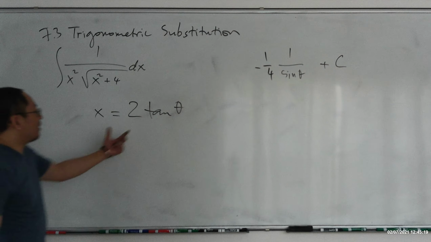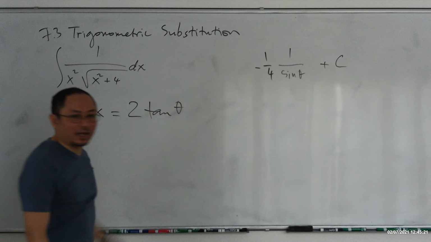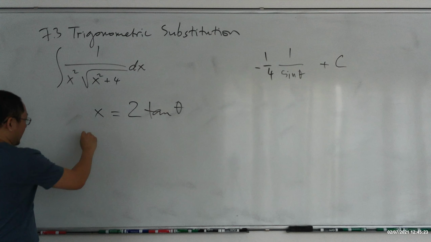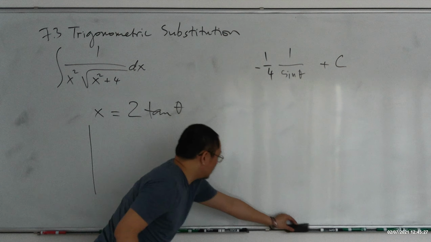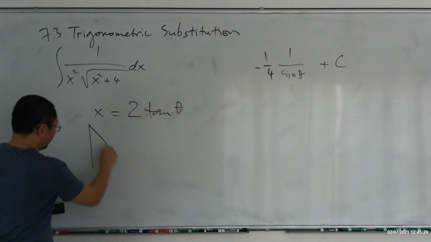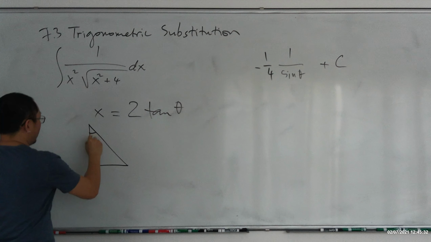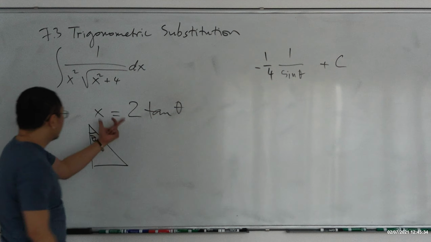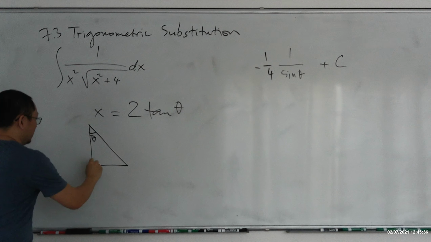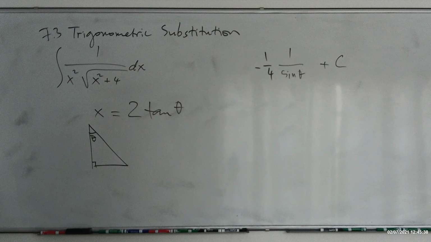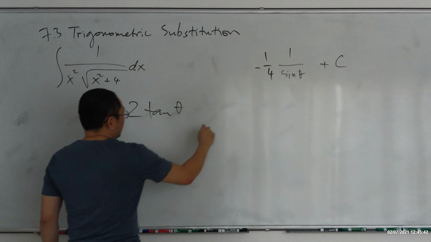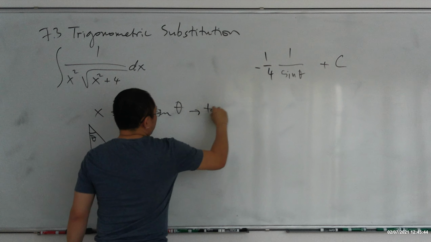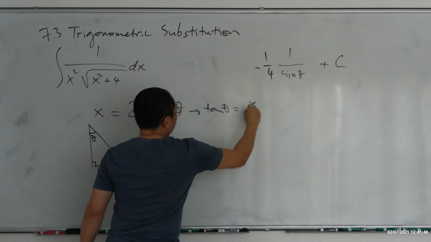Okay, so how do we convert from theta back to x? Here is a technique that you guys are going to use. Draw a right triangle for me. It's too big of a right triangle, so I'll make it smaller. Okay, the angle theta is somewhere right there. This is the right triangle. All right, so x equals 2 tangent theta means what? Tangent theta is x over 2.